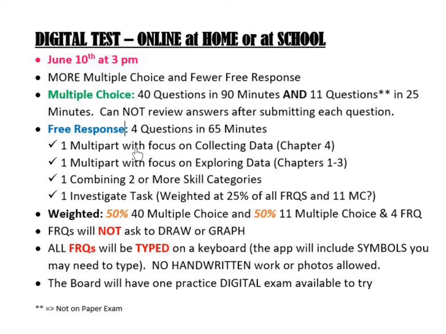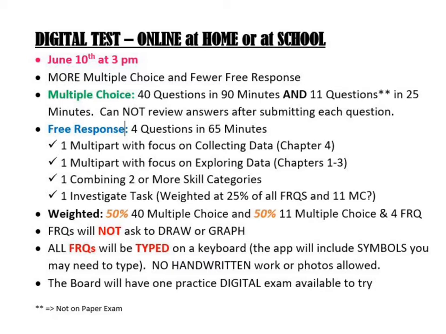You're going to have a multi-part from chapter 4 again, which is similar to the other one. One multi-part from chapters 1 through 3, like the other exam. One that combines multiple skills, which again, I don't know what that would be. That could be anything. And then that investigative task question, which is what we call the number 6 in our free responses. Always have this type of question in the AP Stats exam. Now, they did not clarify, but I am assuming the weight of this investigative task is going to be very similar as if it were the paper-based. So that shouldn't really make a big decision for you either.